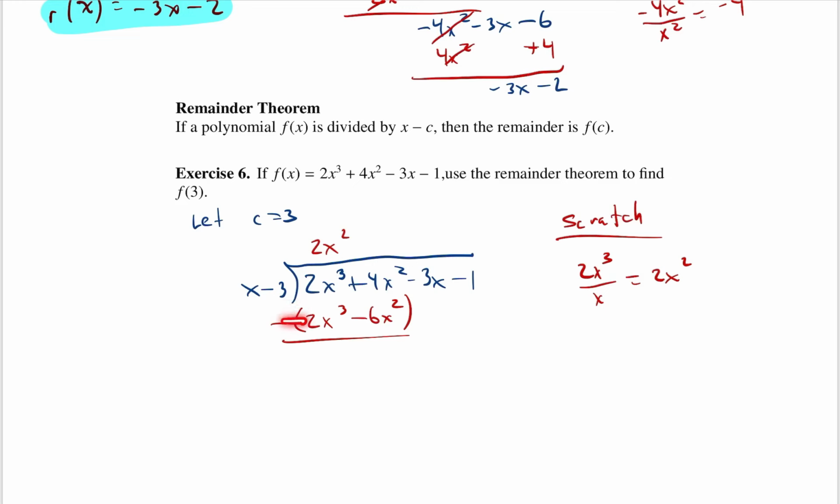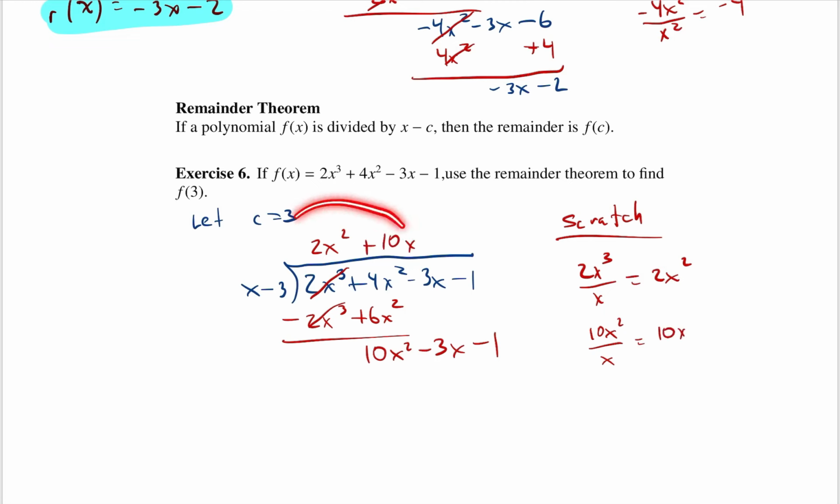So that will become minus. This will become positive. So minus and plus. Cancel. This becomes 10x to the second and bring down the rest of the terms. And then let's repeat that process. 10x squared divided by x is 10x. So plus 10x.